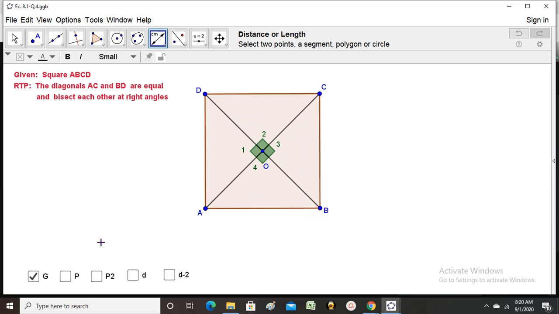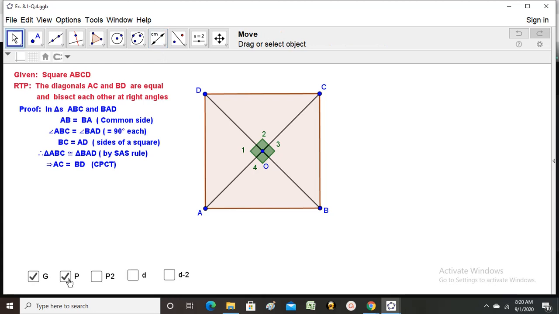Now let us prove them theoretically. For proving theoretically, part 1 is like this. We are taking triangles ABC and BAD, this triangle and this triangle, which are on the base AB. With the diagonals, the triangles are formed.